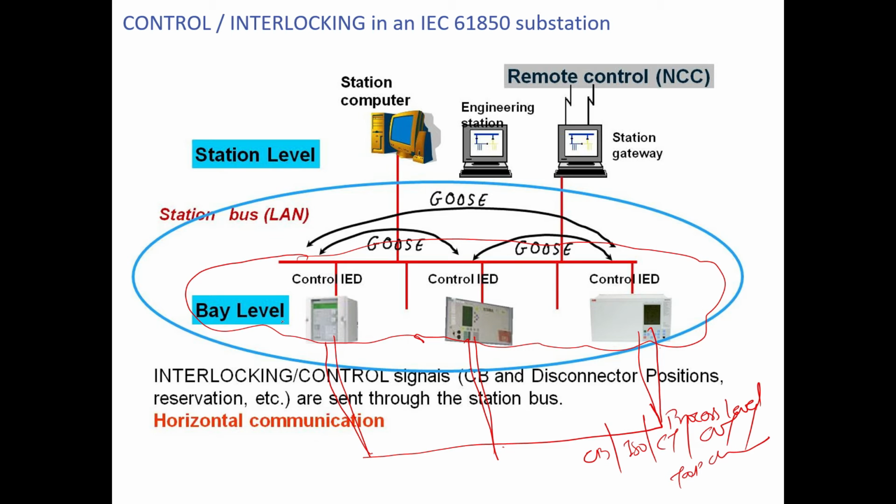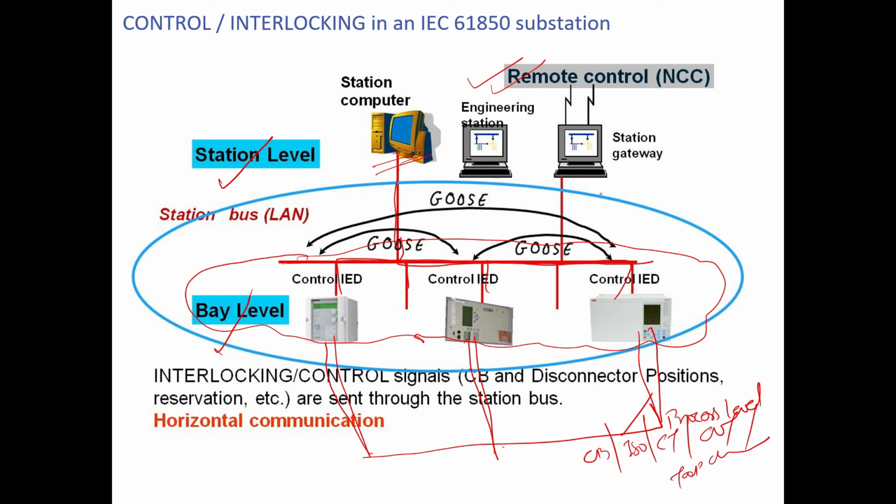Your bay level equipments, which are inside the kiosk, SPR or cubicles, are then connected to the station level equipments through network switches. All the IEDs are connected here through LAN cables or optical cables to this network switch, and from the network switch to the station computer there will be another network. So this is process level, followed by bay level, then station level, and finally in the end you have the remote or network control level.